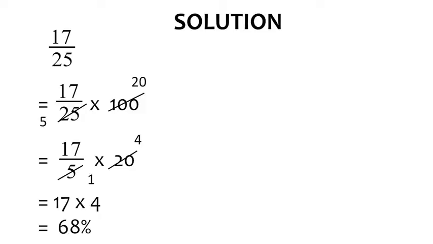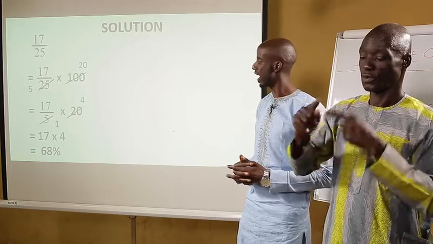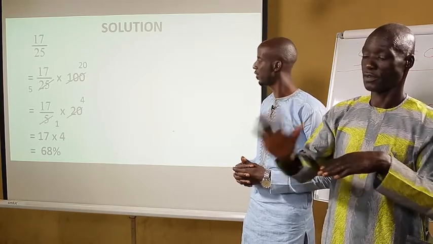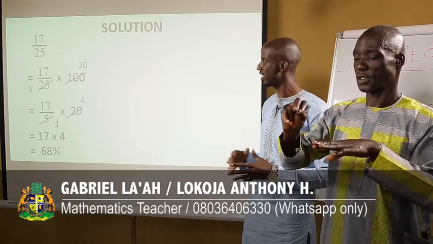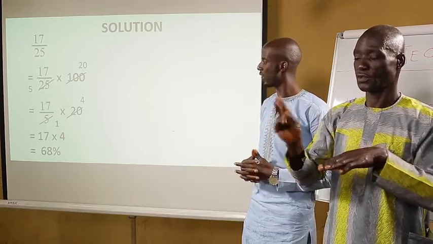So at this point, we say 25 divided by 5. When you divide 25 by 5, you have 5. And going to the numerator, which we have 100, 100 divided by 5. When you divide 100 by 5, the answer will be 20. That takes us to the next step. We have 17 over 5 multiplied by 20. And looking at the numerator, which is 20 and 17, and the denominator, we have 5.